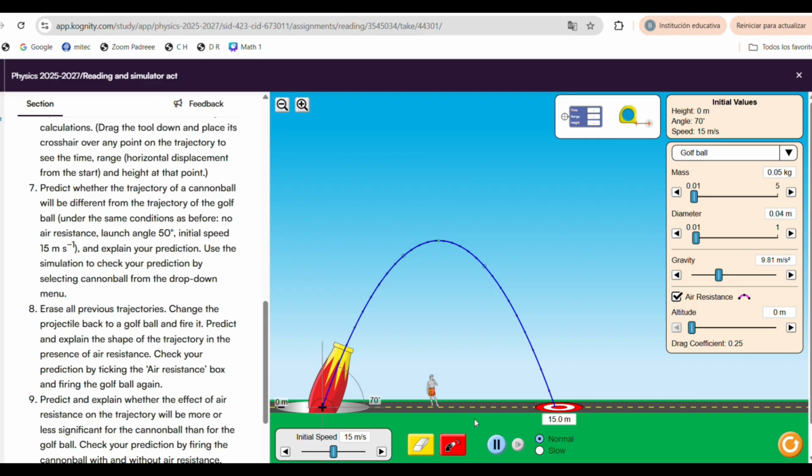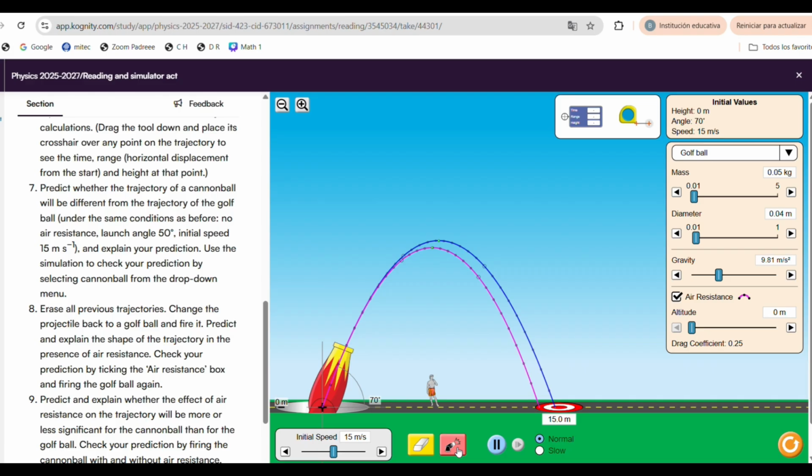My prediction is yes, because as we now have air resistance, the ball will struggle crashing with the air that will stop it. We shoot the ball and we see that again our prediction was correct. Both the range and the highest point were lower because the air was resisting its movement.